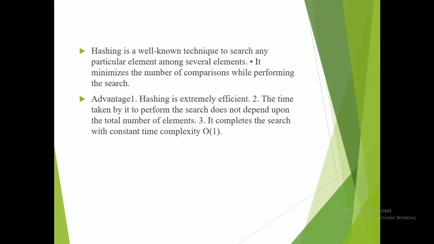Hashing is well known as a technique to search for any particular element among several elements. It minimizes the number of comparisons while performing the search. Advantages: first, hashing is extremely efficient. Second, the time taken to perform the search does not depend on the total number of elements. And third, it completes the search with constant time complexity of O(1).